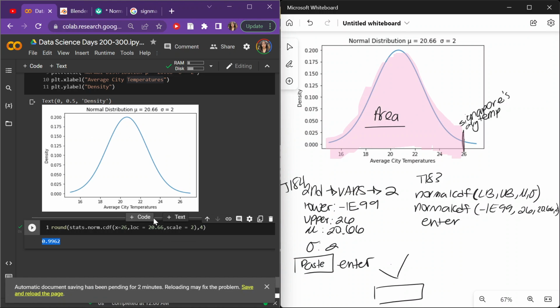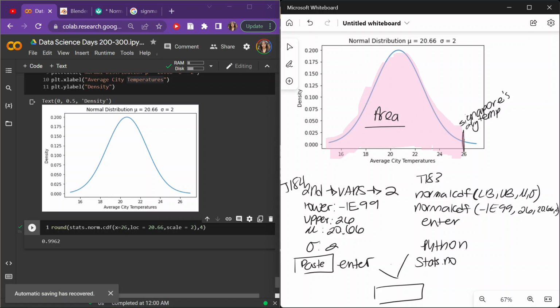Is there anything else that I want to say? Well, not really. Yeah, that should be the same number that you got on your TI-84 and your TI-83. But yeah, in Python, just to have kind of like a review, it's the same thing, except that it's stats.norm.cdf, and you just have your x, which is your point.